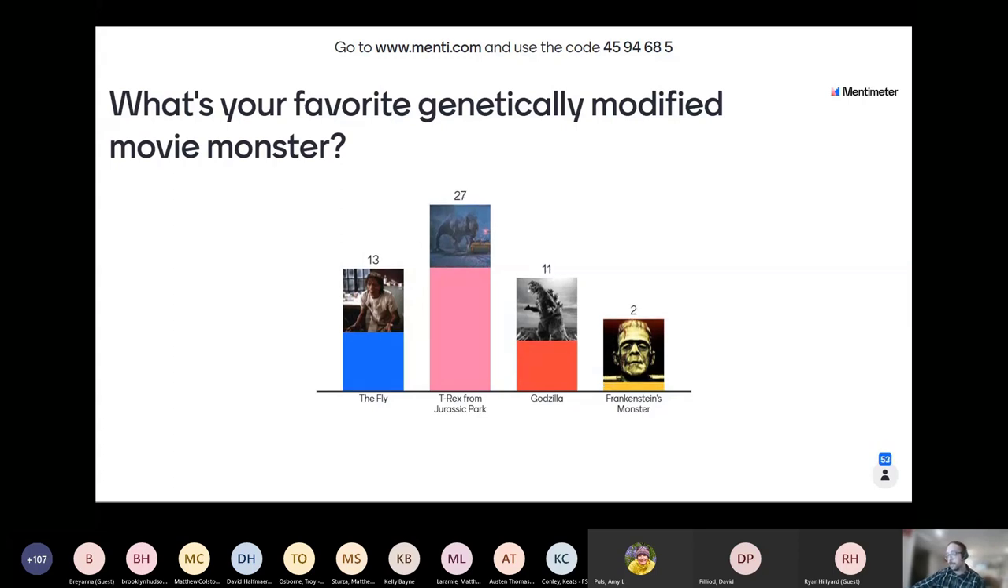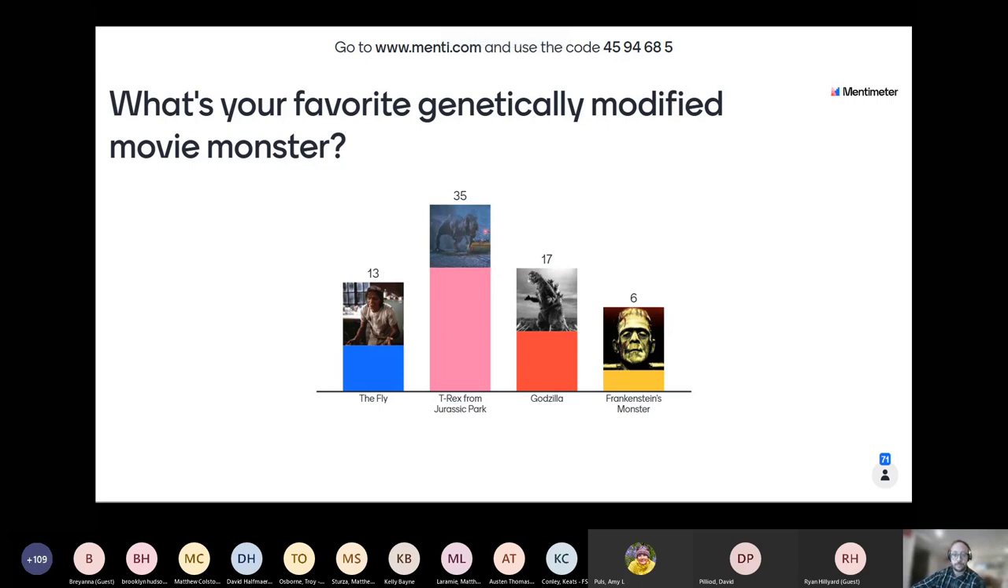Looks like the T-Rex from Jurassic Park is pulling away. It's slowing down, so maybe I'll switch back. But feel free. Oh, a couple people are putting in their responses into the chat, including vegetables. Very good. Yeah, it looks like T-Rex is going to get the win, though.